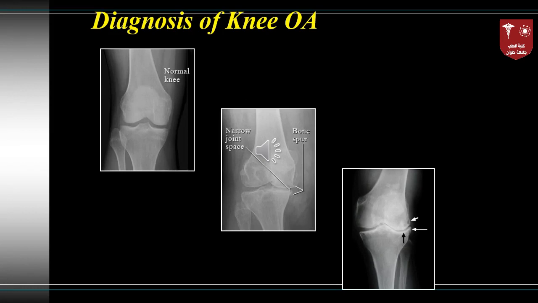Those three X-rays show the development of knee osteoarthritis from a normal knee to moderate osteoarthritis, then to severe osteoarthritis. The space between the two bones marks the cartilage. So decreasing joint space means there is loss of articular cartilage.